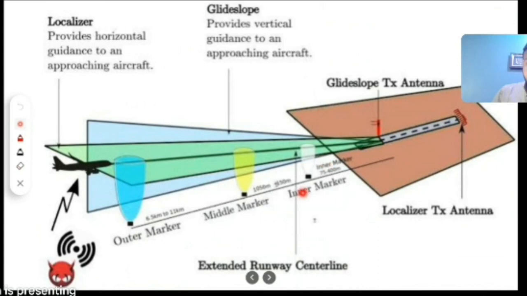Let us consider this inner marker beacon. It is at 1500 meter from the runway threshold. Same way, the middle marker, it will be around 4 kilometer from the runway. Outer marker will be around 8.5 kilometer from the runway threshold.